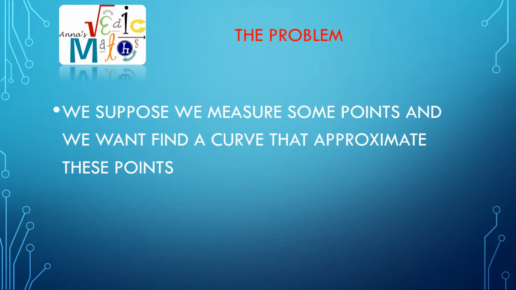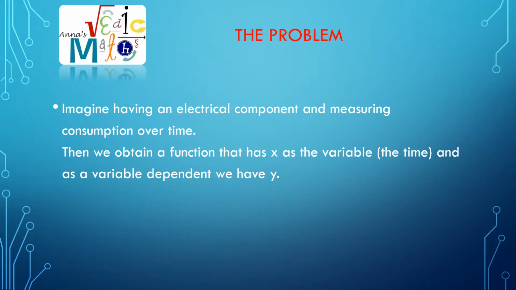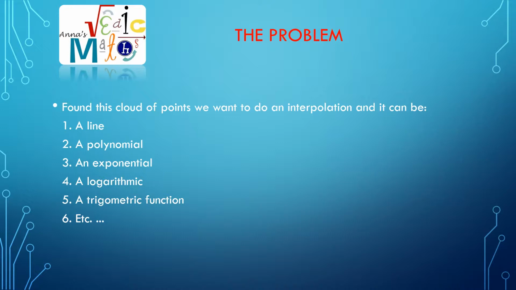The problem. Suppose we measure some points and we want to find a curve that approximates these points. For example, we can imagine having an electrical component and measuring consumption over time. Then we obtain a function that has as variable x the time, and as dependent variable y. Given this cluster of points, we want to do an interpolation. We want to find a curve, and it can be a line, a polynomial, an exponential, a logarithm, a trigonometric function, etc.